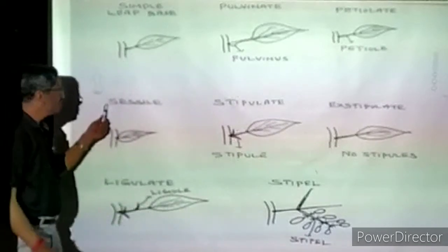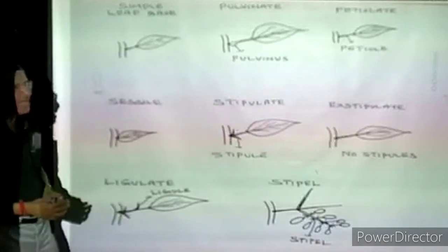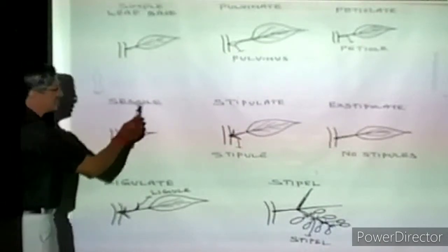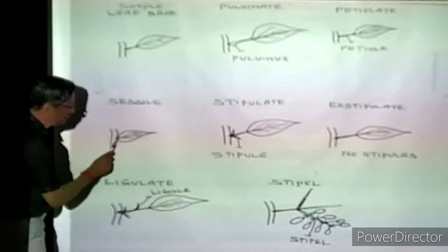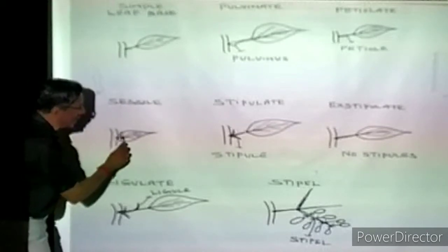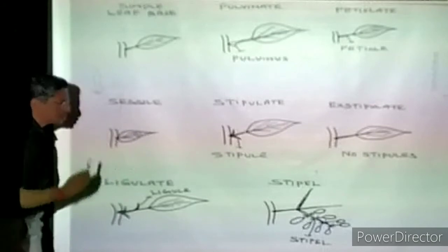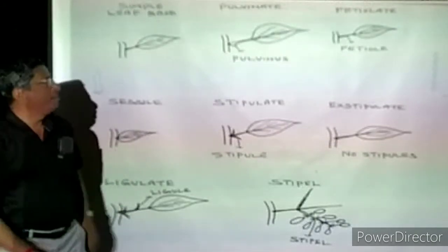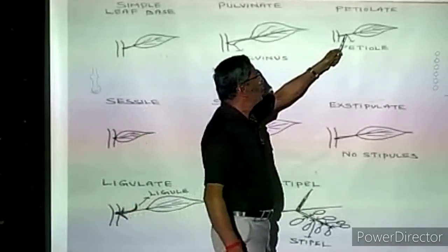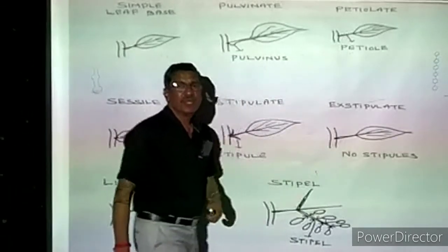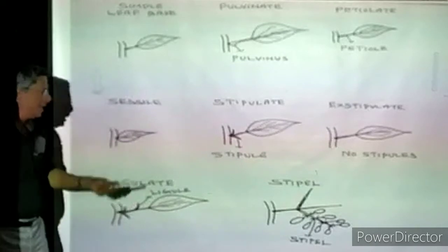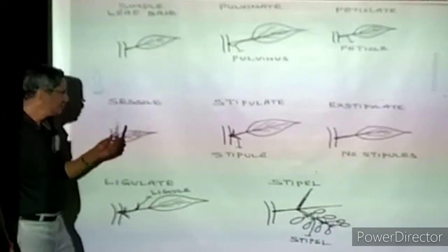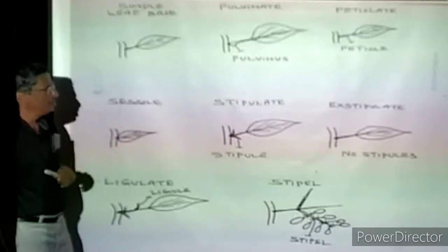Then we are coming to the next one, sessile leaf. S-E-S-S-I-L-E. Sessile. What is the meaning of this sessile? We have to see. This is a stem, node is there, lamina is directly attached with the node. Actually in this leaf, there is no petiole. The stalk is absent. If the leaf is without petiole, then the leaf is said to be sessile. Sessile leaf means the leaf without petiole.